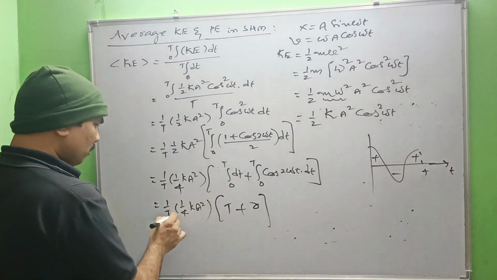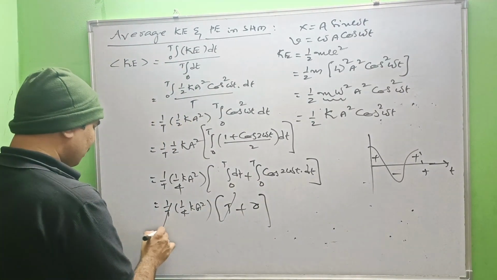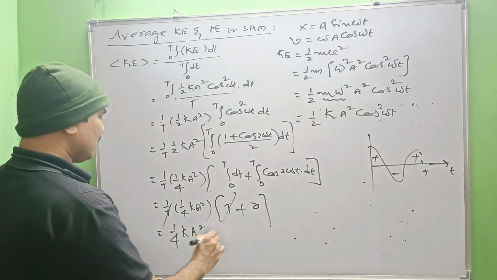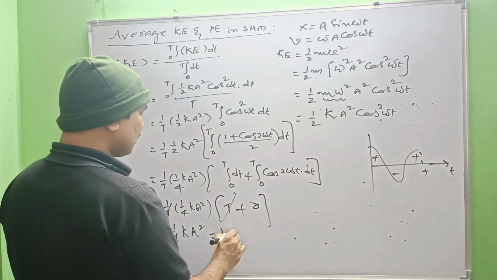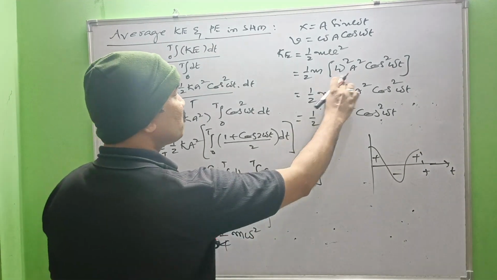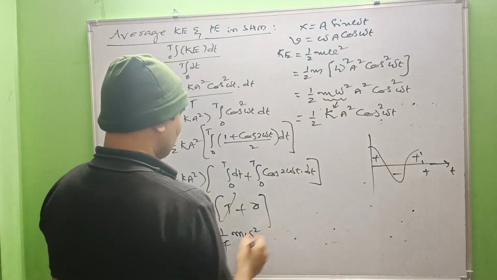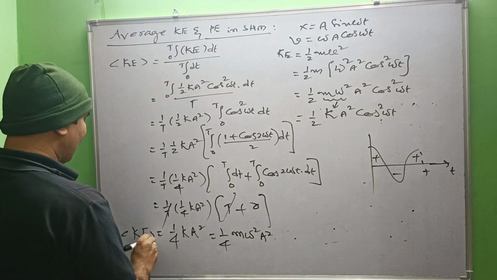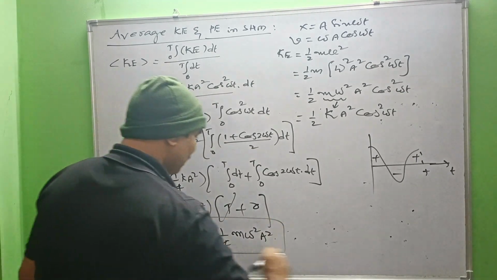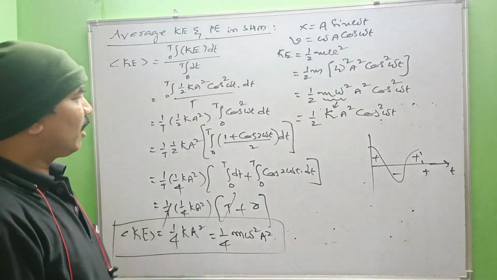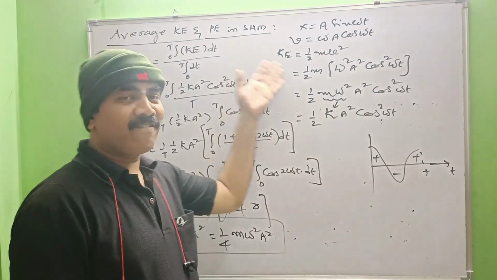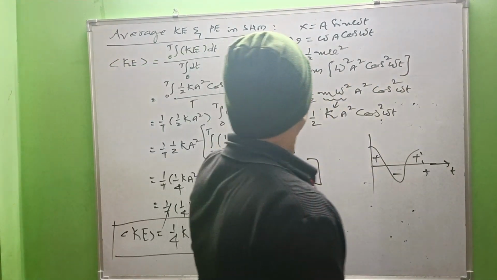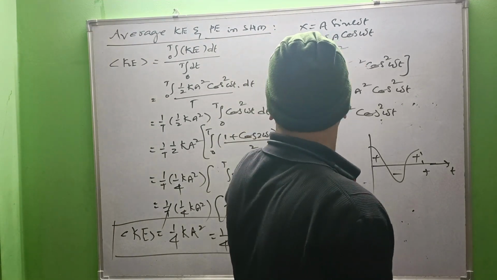So T gets cancelled, that is, we are left with 1/4 k a square. Here k means m omega square into a square. So this is the expression for average kinetic energy, right? In the same way, one can find the average potential energy for the same oscillating particle.